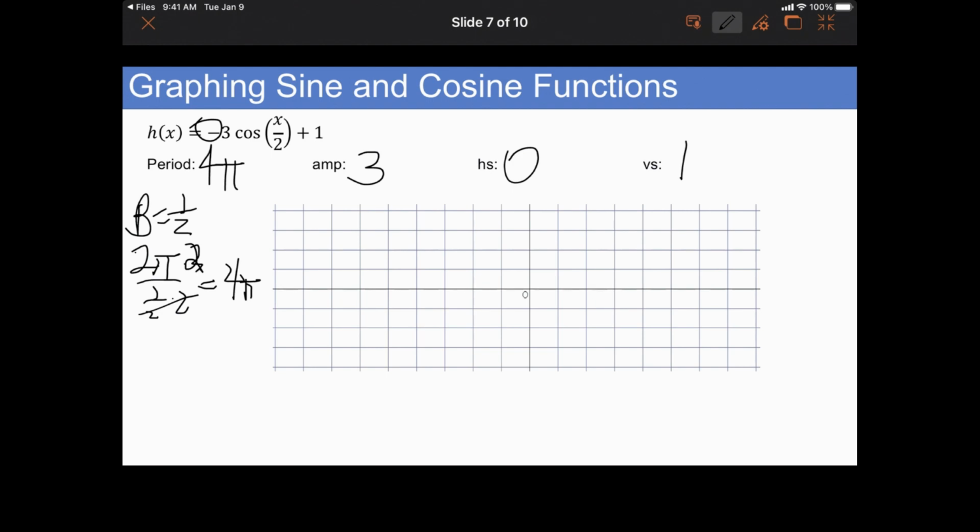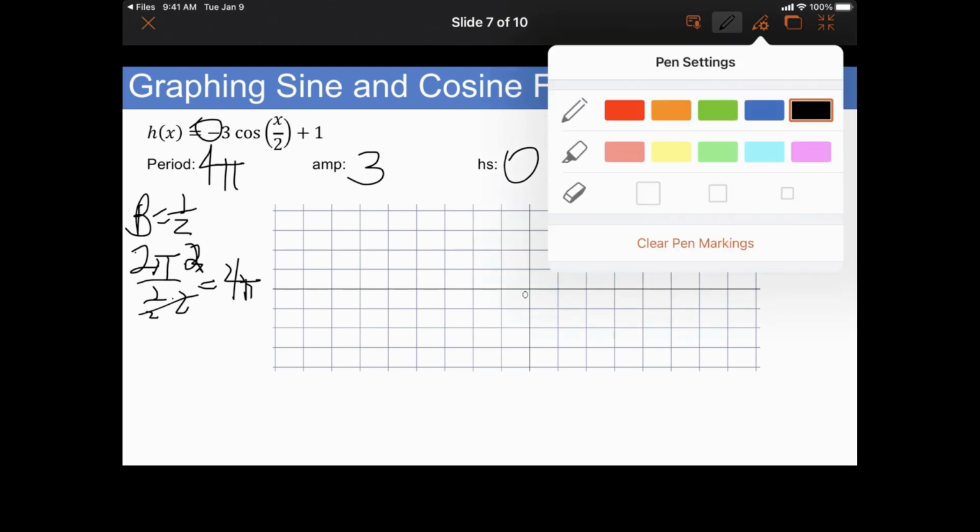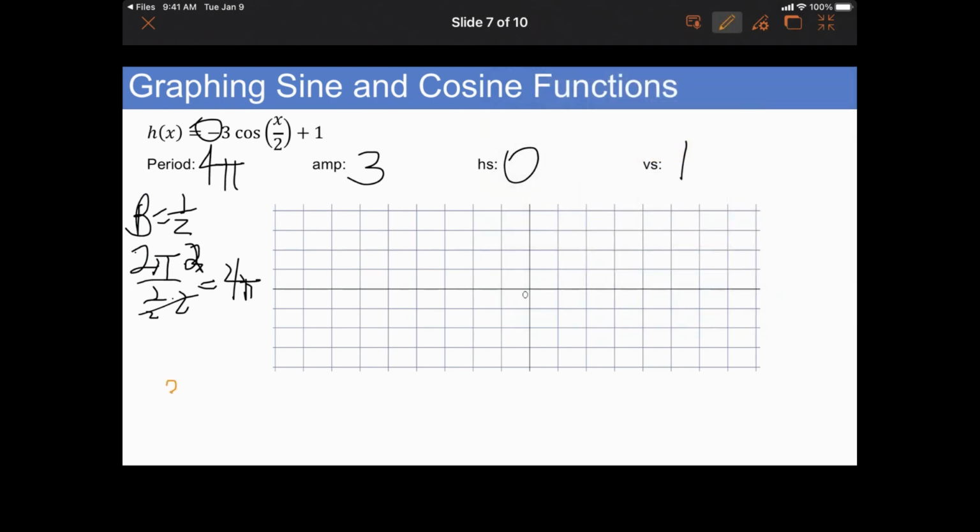Okay, so I think for this one, what I'm going to do, I think I'm going to graph this first. So you guys could kind of see what that looks like. So I'm not going to do a parent graph, but we're going to do your x and y. 1, 2, 3, 4. 1, 2, 3, 4.